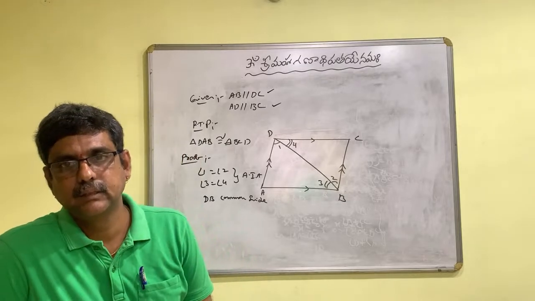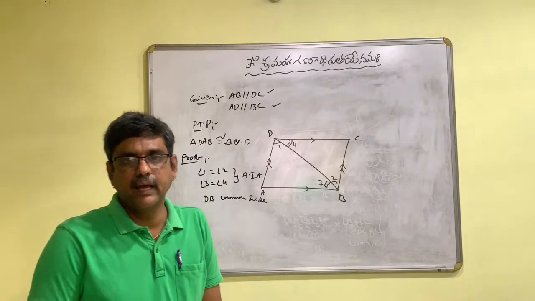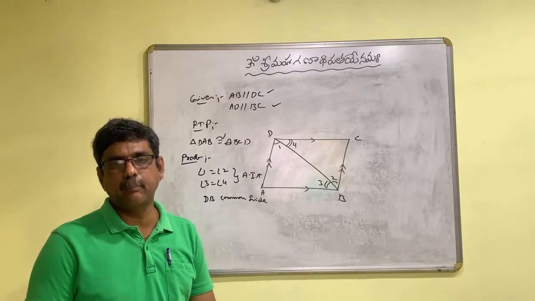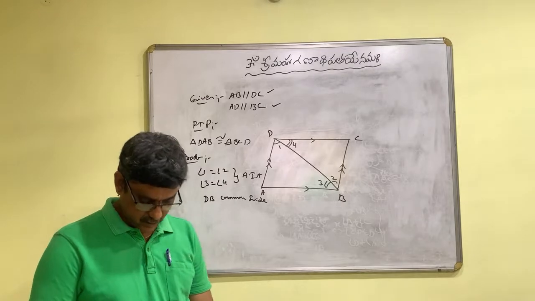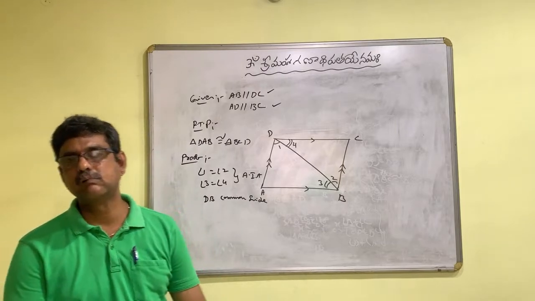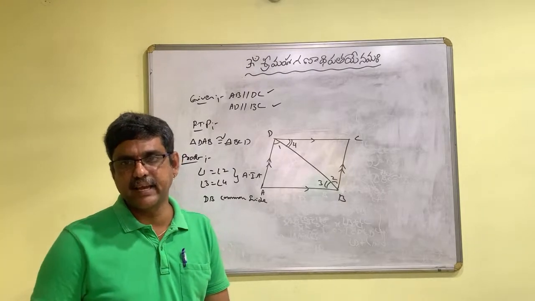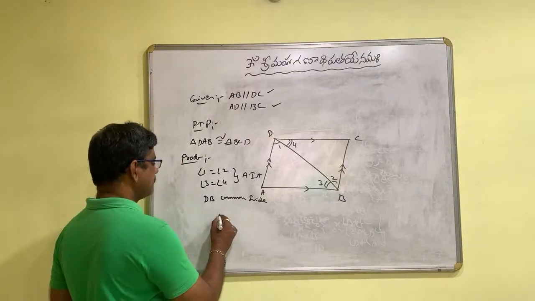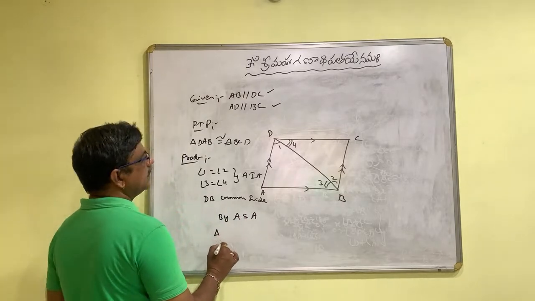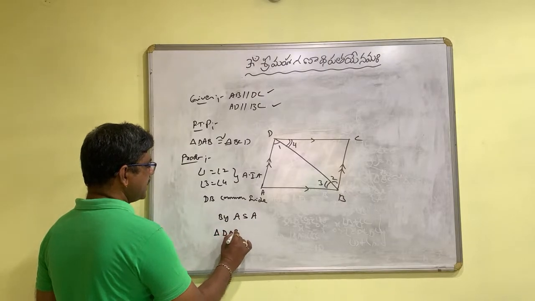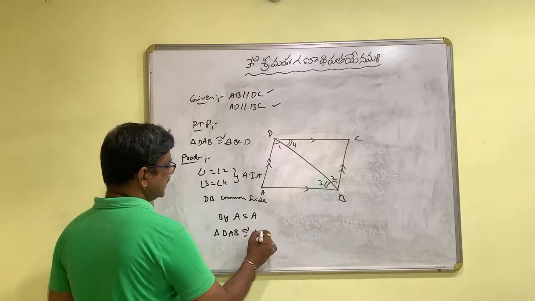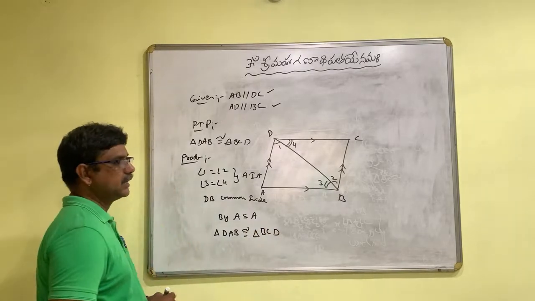Right. Now what congruency? Angle 1 is equal to angle 2, angle 3 is equal to angle 4, and DB common side. What congruency criteria? ASA, correct. So by ASA congruency criteria, triangle DAB is congruent to triangle BCD. Right.